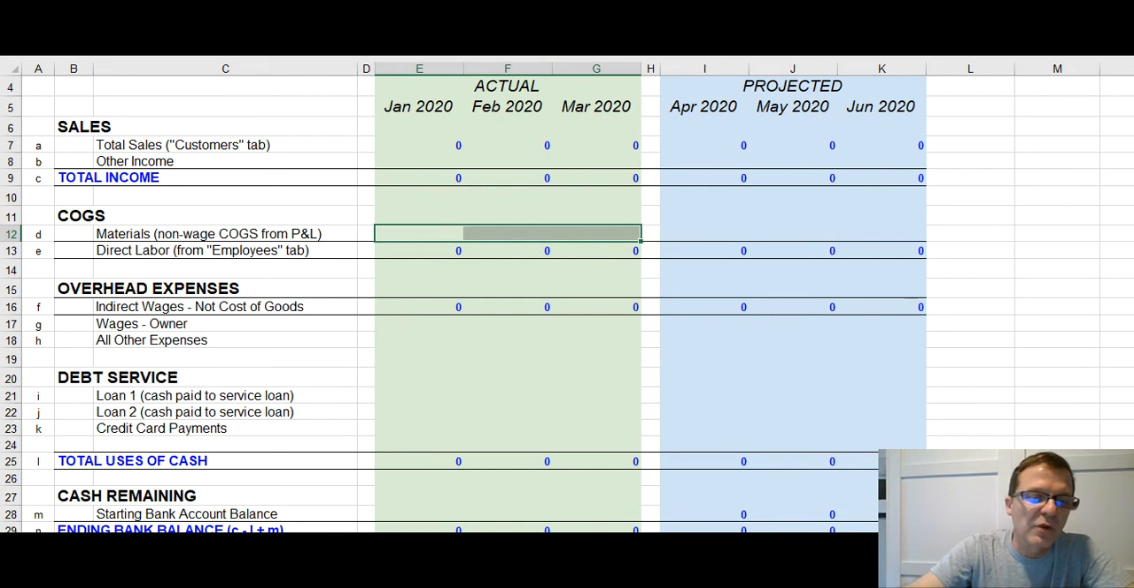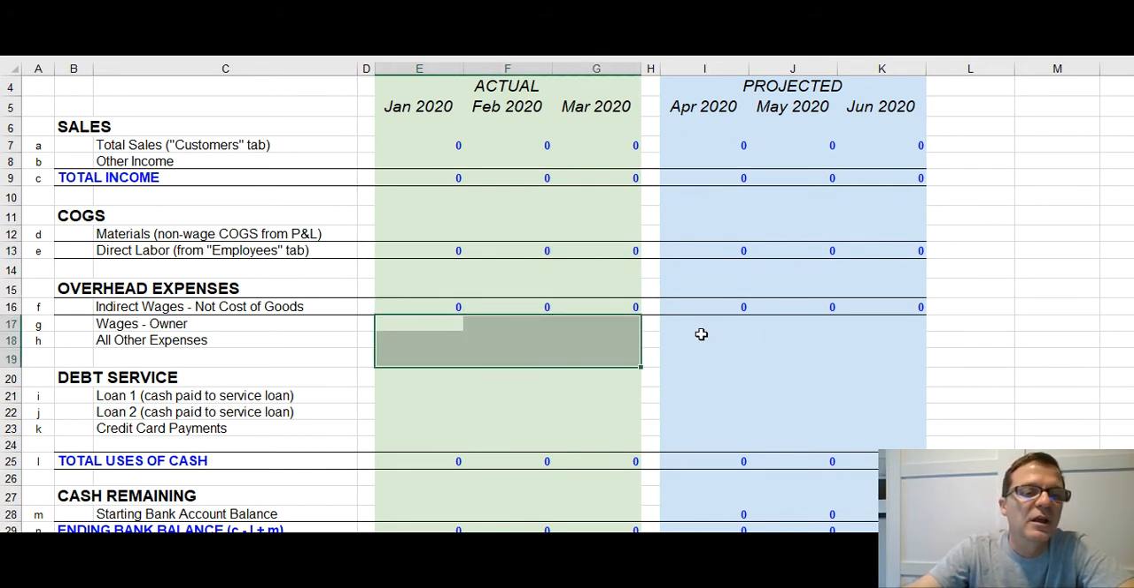Direct labor is going to come from your employees tab. So we already did that, and the blue, you'll see the blue zeros here. They should carry over from the prior tab. Overhead expenses, this is the indirect labor. Again, that carries over, but there's also lines for you to put things like owner's wages, how much are you taking out of the business, and all other expenses.